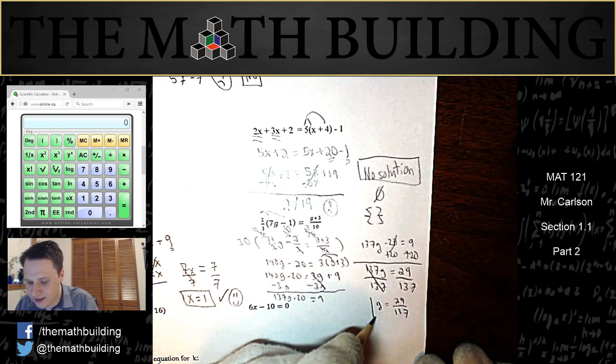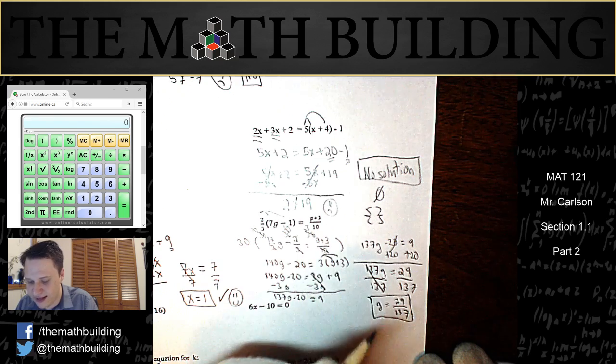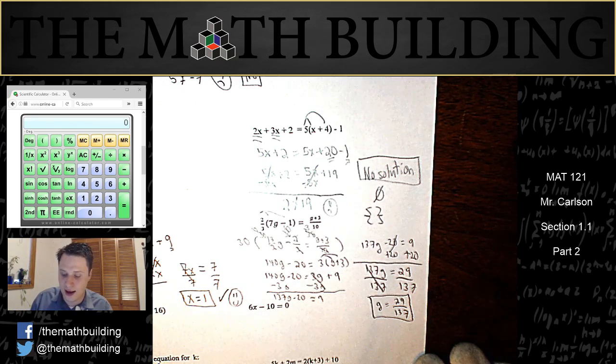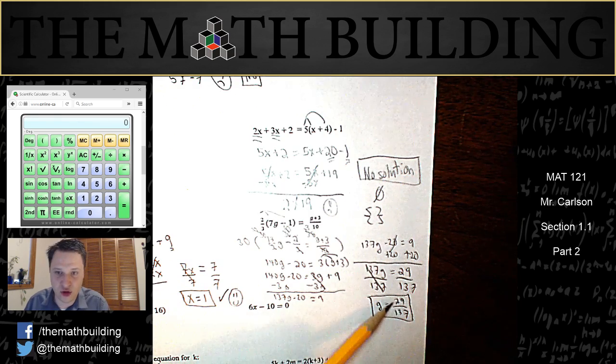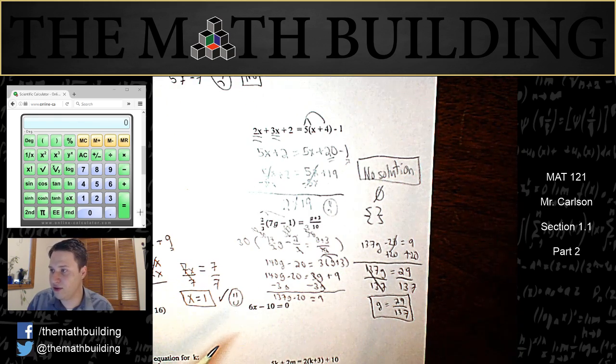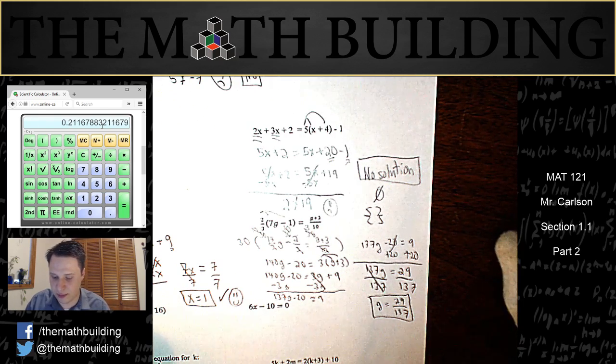It's a good idea to leave this as a fraction because that's the exact answer. If you convert it to a decimal, it's only going to be an approximation. This fraction won't reduce, and let's just make sure of that. Let's do 29 divided by 137. And we get this crazy decimal, and so that's not going to simplify.